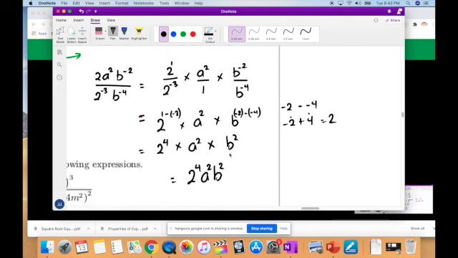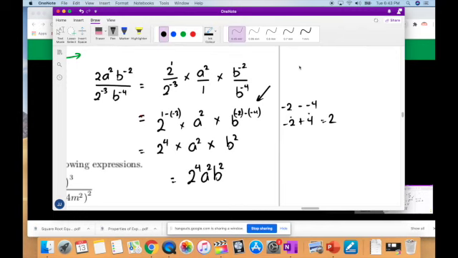Yes. Scotia, you okay? Did you get this one? I made a mistake with the indices, with the negative sign. Yeah, you just put negative 2 minus 4. Yeah, I thought that.